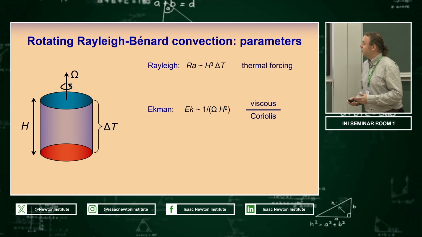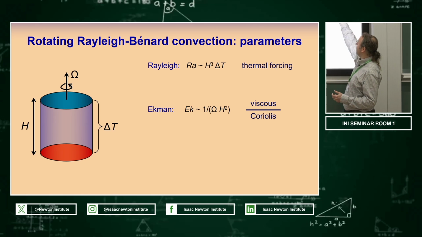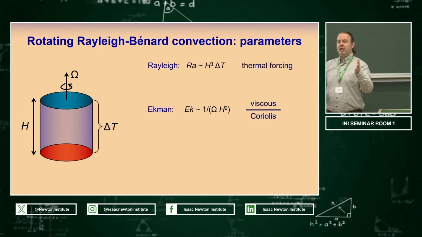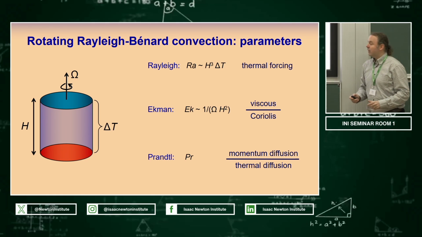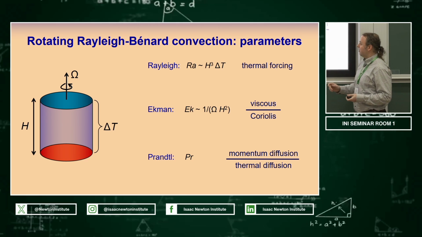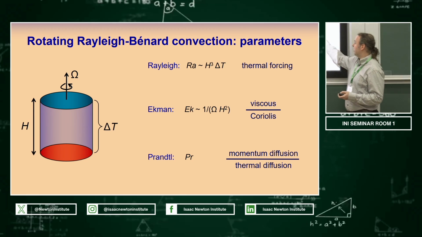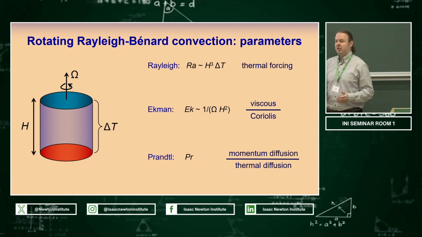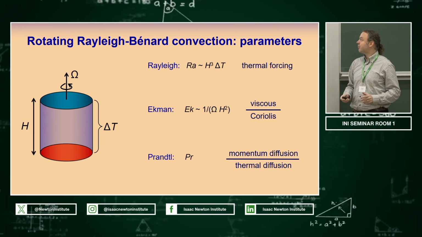The rotation will be characterized with the Ekman number, which is the ratio of viscous forces over Coriolis forces. This means that if rotation is strong, this will be a small parameter. And given that we are talking about thermal convection, we will also need the Prandtl number, which is the ratio of momentum diffusion over thermal diffusion. So this tells something about the diffusive properties of the fluid that we choose to work with.